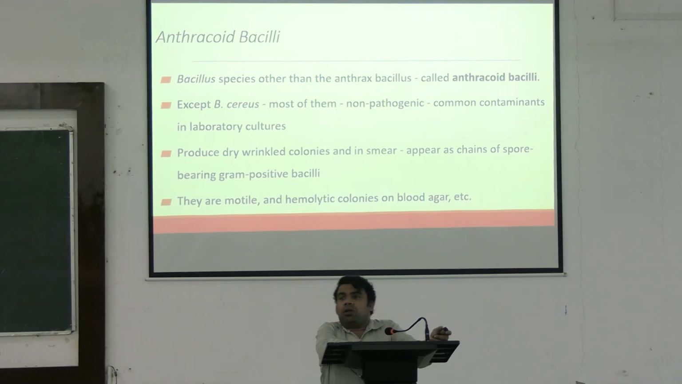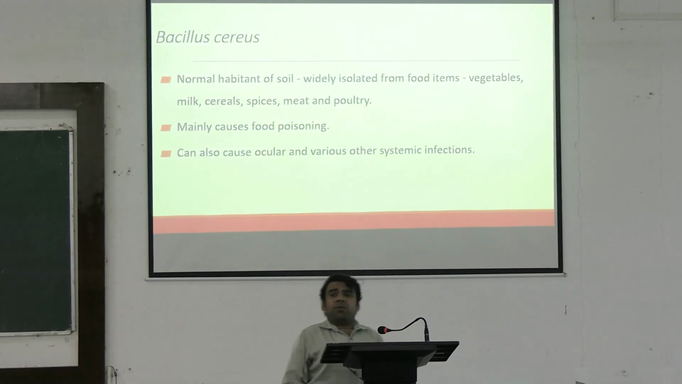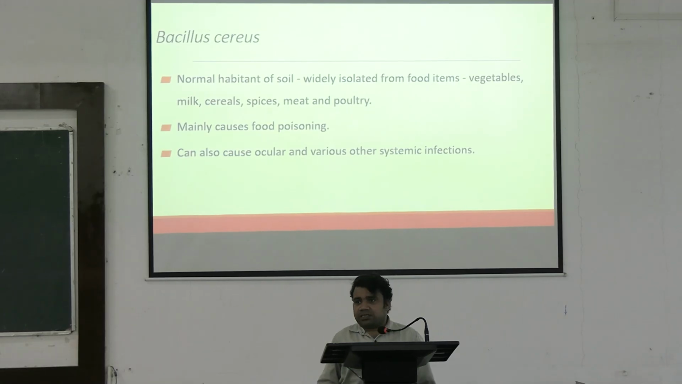Now I have already told you this bacillus belongs to the group Bacilli. There are many other bacilli which resemble Bacillus anthracis, but they are not anthrax bacilli. They are called anthracoid bacilli. Most commonly, this is a contaminant seen in the healthcare setting. So in the laboratory or even clinically, we have to differentiate between anthrax bacilli and anthracoid bacilli. Among the anthracoid bacilli, a very important organism is Bacillus cereus.